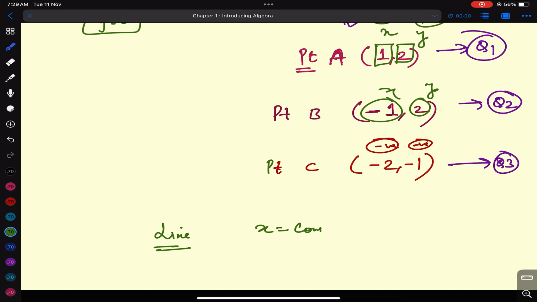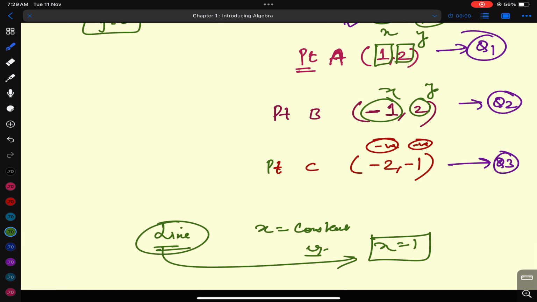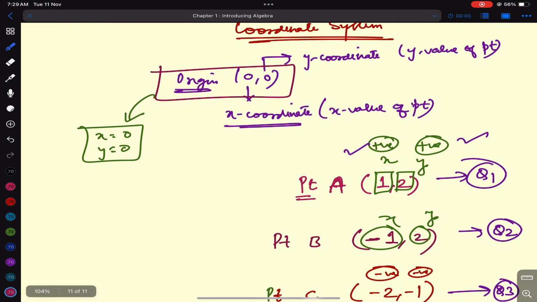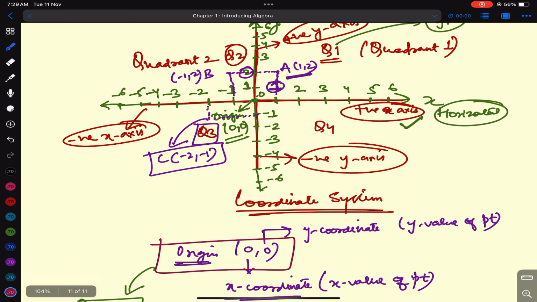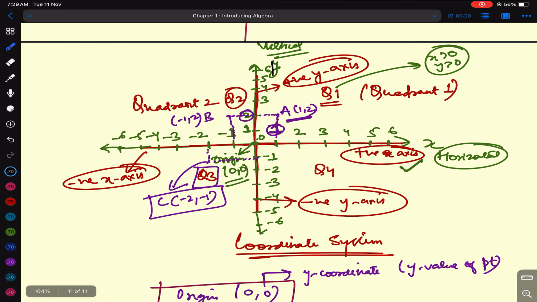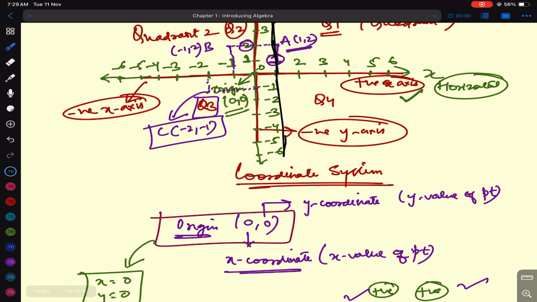Now when I talk about a line, as in when x is constant, you can take the example of x being 1. Whenever such a situation arises, this is simply denoting a line which is parallel to the y-axis. Why? Because the x value is constant. I'll show you with the black color on the screen. This is the line x is equal to 1, and it is going exactly parallel to the y-axis. Clear?